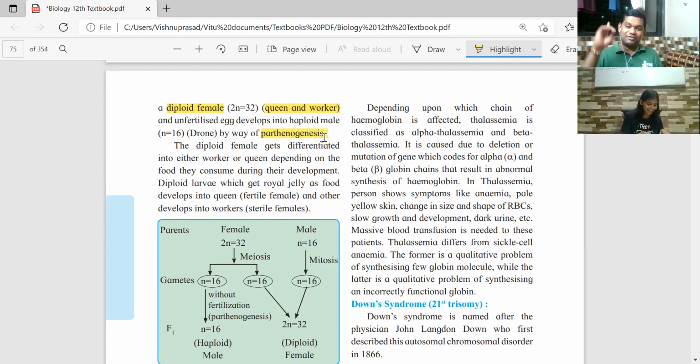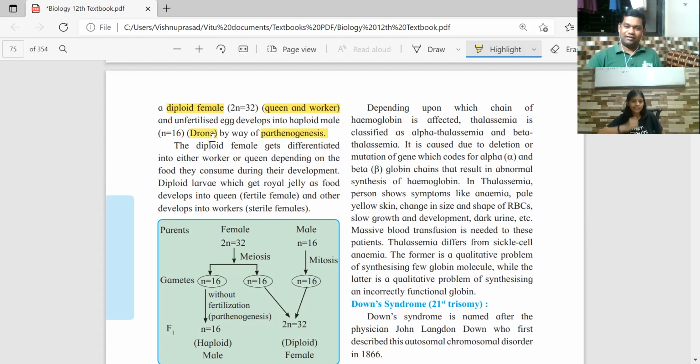Yes. वो हमने जो देखा था that was parthenocarpy, that is different. That is development of the fruits without fertilization. Yes, correct. This is parthenogenesis. And the males are produced like this. उनको बोलते हैं drones.